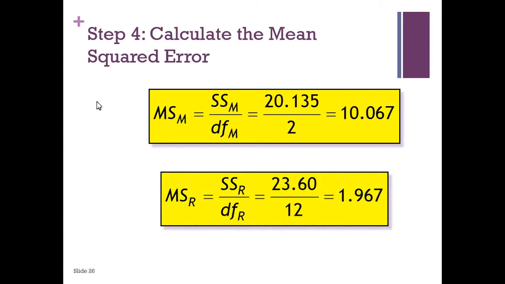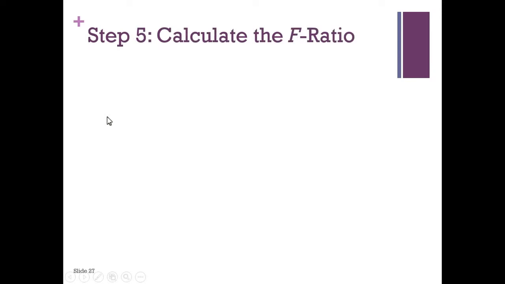So divide. So I got 10 points versus now 2 points. So when we account for the number of scores that went into the calculation, mean square model is much bigger. So essentially what the purpose of a mean square column is to account for the fact that this one's only based on groups and this one's based on people and evening that out.